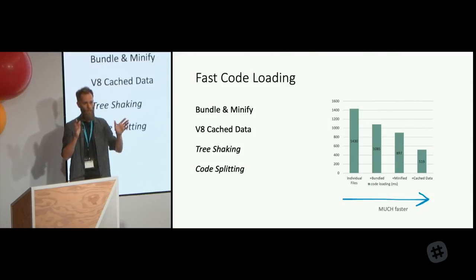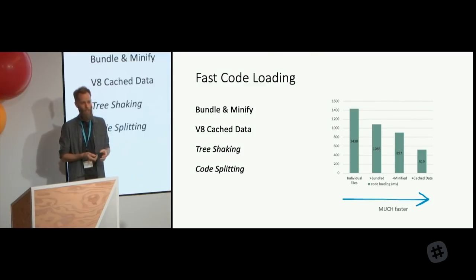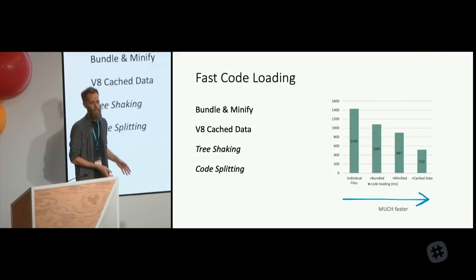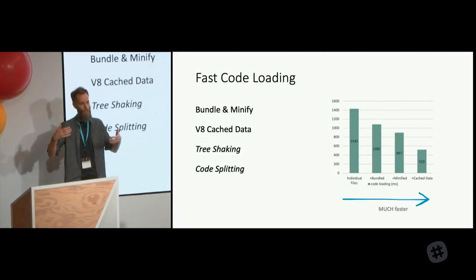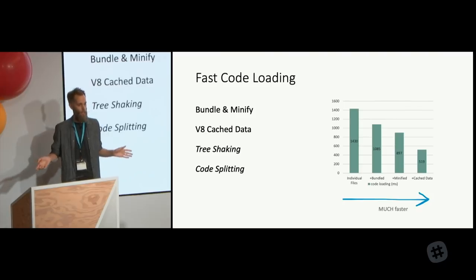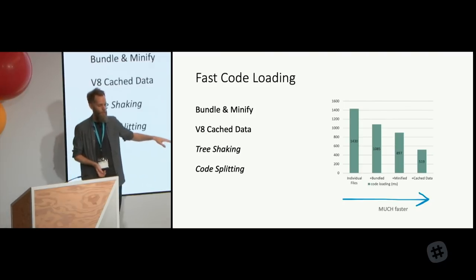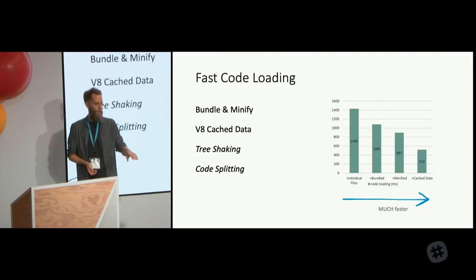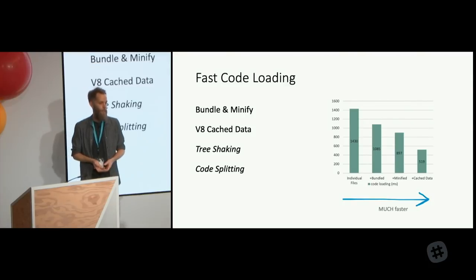So you create a script in the VM. Then at some point you say, hey, please create me cache data. You get a binary blob, a giant chunk of data. You put it to disk. The next time you load the same script, you just pass along those cache data bits and everything is magically faster. And you can see we're using that, and from almost 900 milliseconds, we're down to like 520 milliseconds. And that helps a lot with performance.